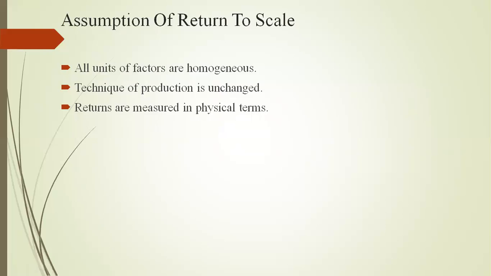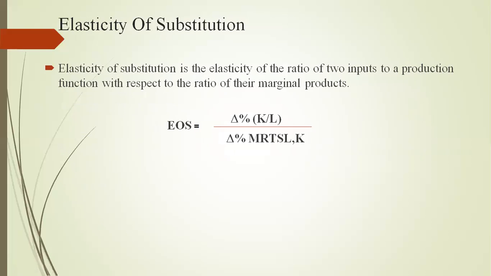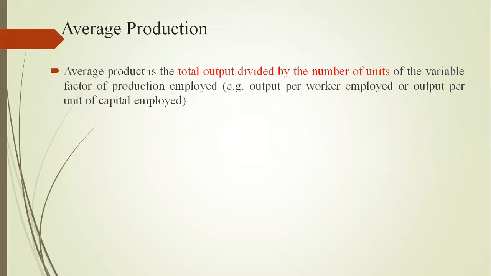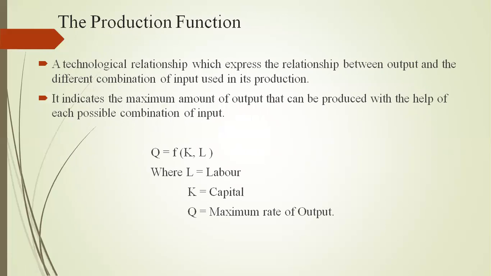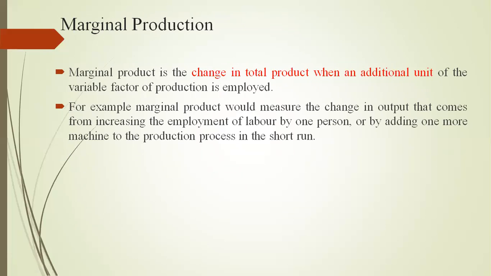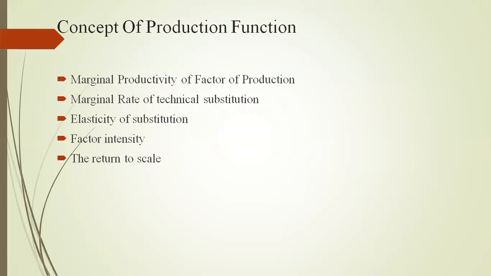So this is the last slide for today. Just see what all things we have learned today. We discussed first of all what the production function is, then we saw total production, average production, and marginal production. Then we have seen the concept of production functions, and these four concepts we have discussed. So I hope the topics we have done today are clear.